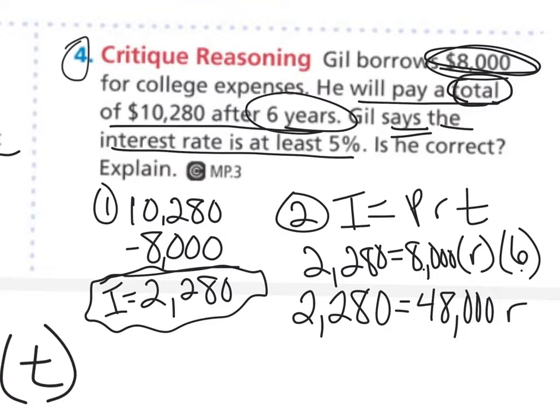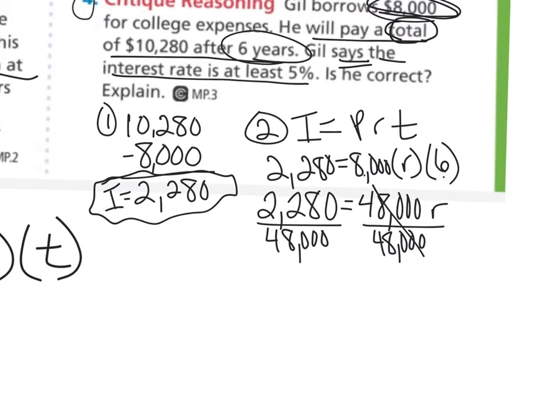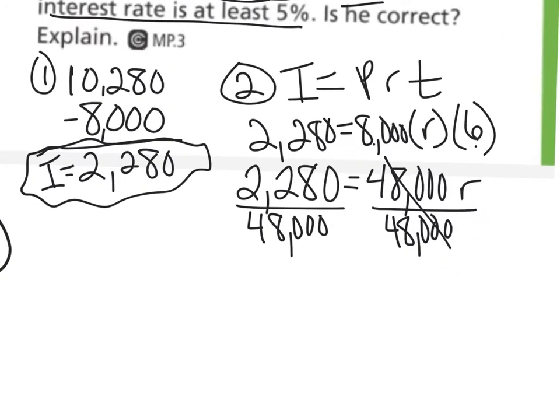So to finish up then, they are multiplying, so we can divide by 48,000 on both sides. Those will cancel, gets the variable by itself. When we do that, that's going to give us our interest rate as a decimal, and then we're still going to need to move our decimal point over. So as a decimal, that would come out as 0.0475.